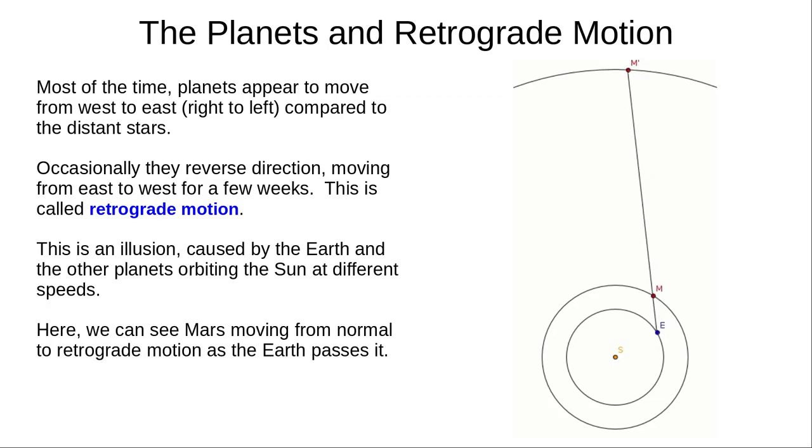Of course, the planets don't really reverse their orbits. This is just an optical illusion, caused by the fact that the Earth is also orbiting the Sun, but at a different speed. When the Earth and the other planet are roughly in line in their orbit, the Earth overtakes outer planets, or lags behind inner planets, and our line of sight to the planet moves backward.